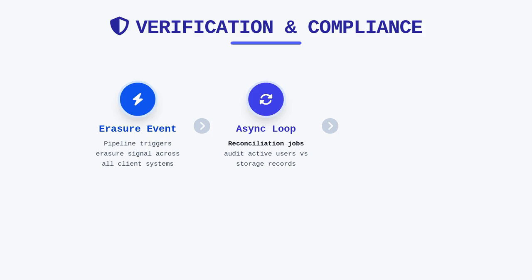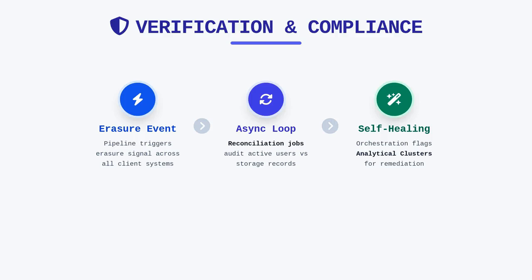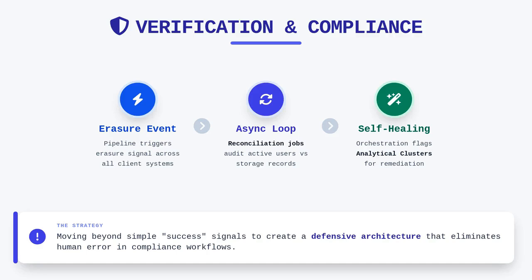If a system report indicates that an identifier was not successfully purged from an analytical cluster or a secondary backup copy, the orchestration layer must generate an alert for immediate remediation. This creates a defensive, self-healing architecture that minimizes the risk of human error in compliance workflows.